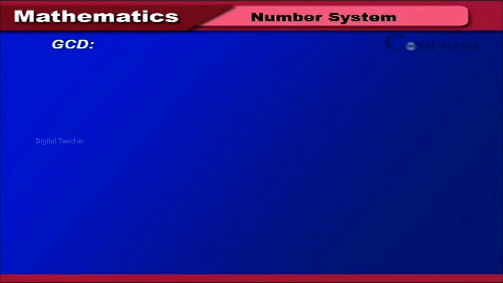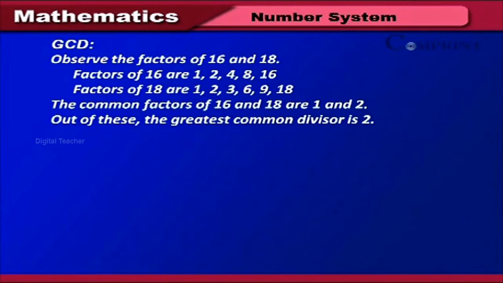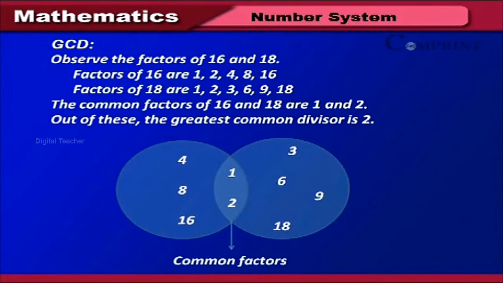Greatest common divisor, GCD. Observe the factors of 16 and 18. Factors of 16 are 1, 2, 4, 8, 16. Factors of 18 are 1, 2, 3, 6, 9, 18. The common factors of 16 and 18 are 1 and 2. Out of these, the greatest common divisor is 2.